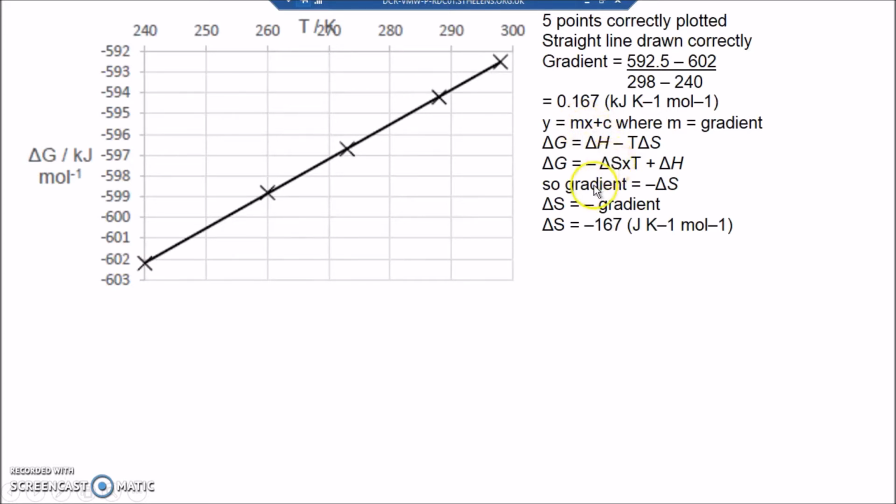That's the gradient. So the gradient is minus delta S, so delta S equals minus the gradient. I'll reverse the sign now. Delta S is minus the gradient, and now that I've multiplied this by 1000 to get it into joules per Kelvin per mole, it is minus 167 joules per Kelvin per mole.